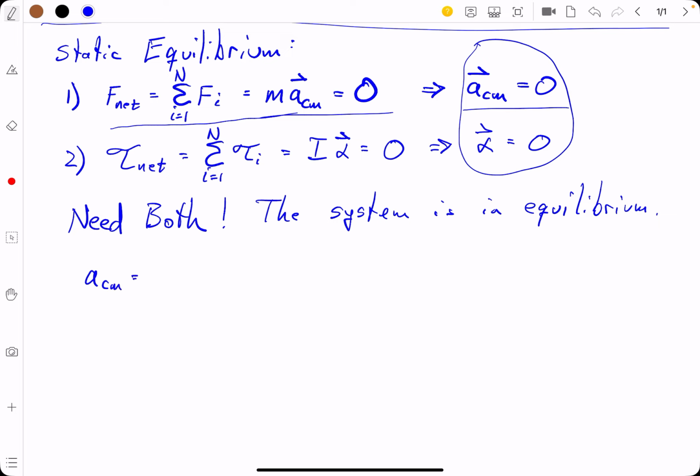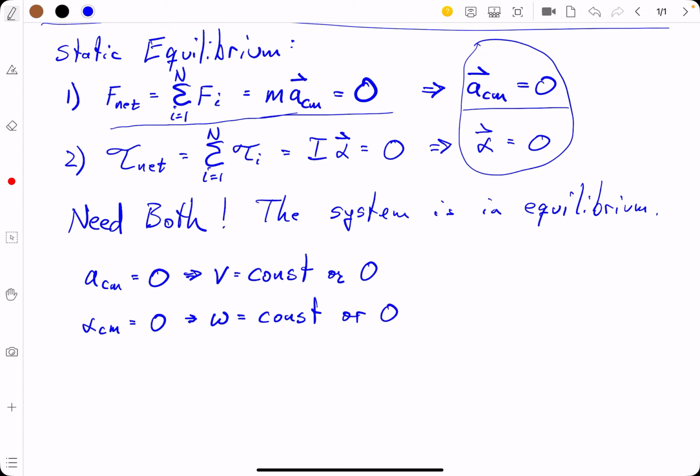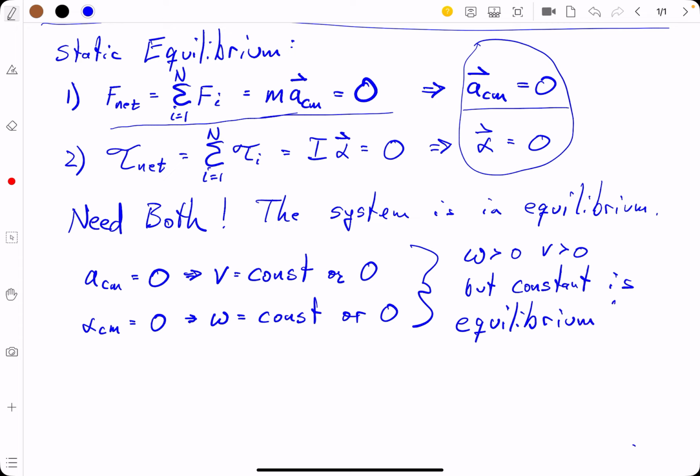If your net force is equal to 0, that implies that v is equal to a constant or 0. Okay, that's an implication. It has to be either a constant or 0. If you're moving at a constant velocity, or a constant angular momentum, greater than 0, v greater than 0 but constant, that is equilibrium. So, that's very important.